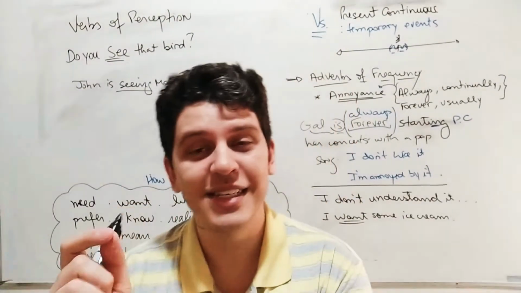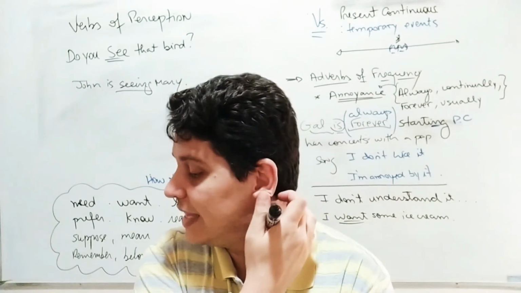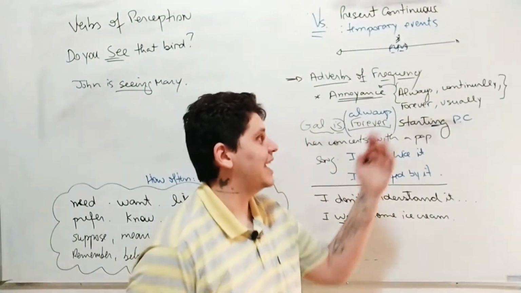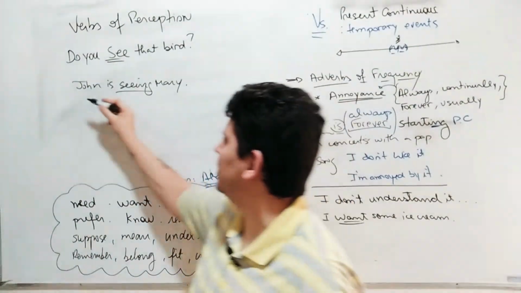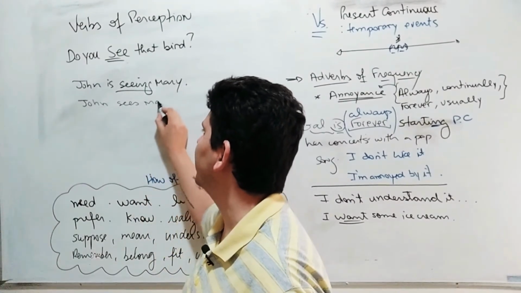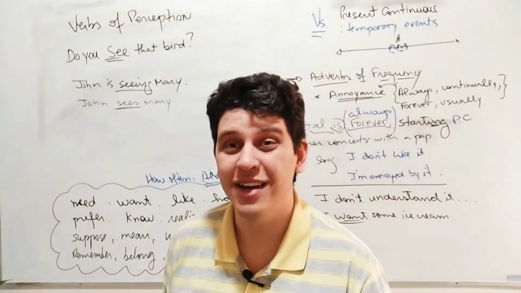So be careful with this, dear student. The verbs of the 5 senses generally have another meaning when used as an action. Okay? So in this case, John tá pegando a Mary, and in this case, John sees Mary. Okay? O John vê a Mary, mas pode ser que o John esteja vendo a Mary agora.